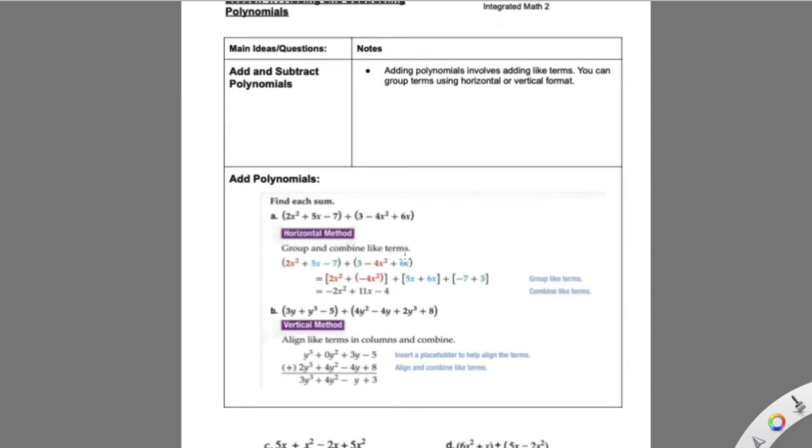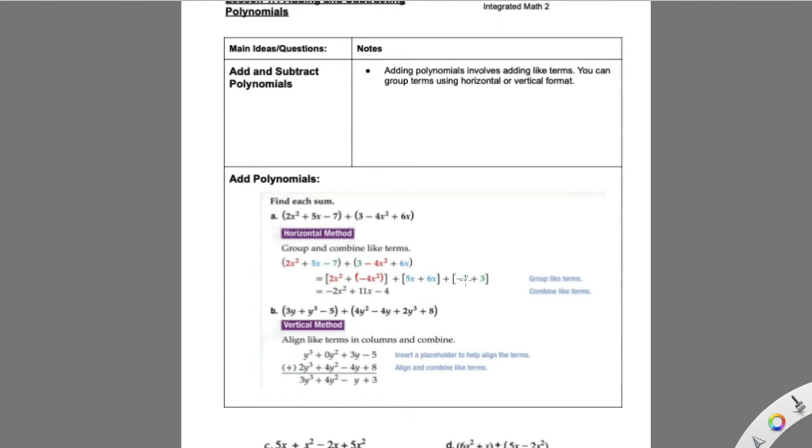So those are like terms. And then negative 7 and 3, those are also like terms, and they are green here. So they kind of color-coded the like terms for us so we could see them. And then they regrouped them in the second step, which means that they brought them together. So here are our two x squared terms brought together, and they put a parenthesis around this one so that we know that it was negative. And then they brought the x terms together and then the constant terms together. So they're just grouping them for us.